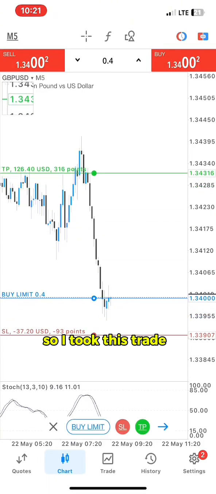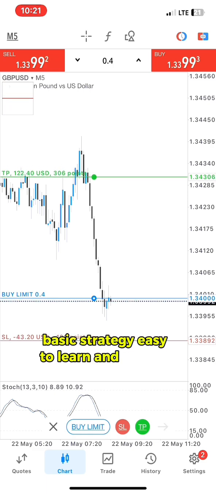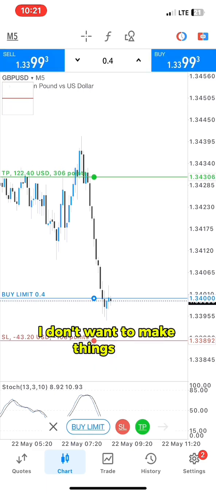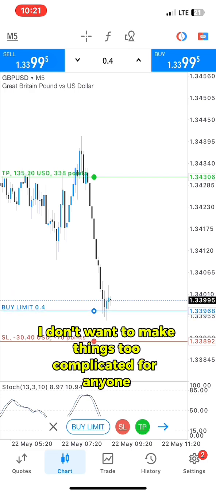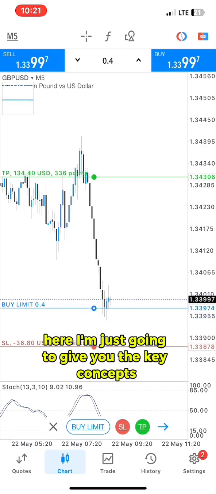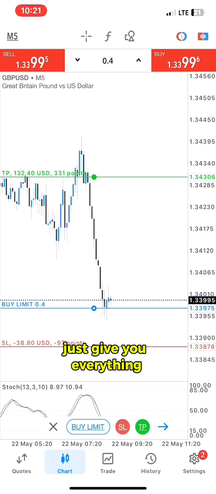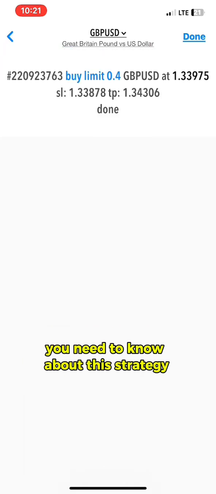So I took this trade following a very simple basic strategy. Easy to learn and easy to spot. So I don't want to make things too complicated for anyone here. I'm just going to give you the key concepts, everything you need to know about this strategy.